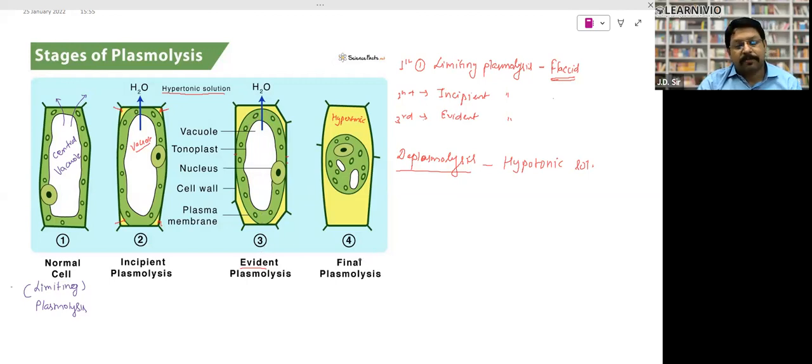Finally, there is a final plasmolysis. What will happen if you keep on putting it? The water will keep on coming out, and due to which the protoplasm will shrink and it will detach completely from the cell membrane, or the cell wall, right. And this vacant space which has been created due to plasmolysis will get filled with the hypertonic solution. This stage is called final plasmolysis. So there are three kinds of plasmolysis basically: the limiting plasmolysis, incipient plasmolysis, and evident plasmolysis.